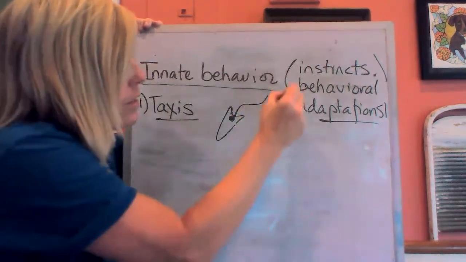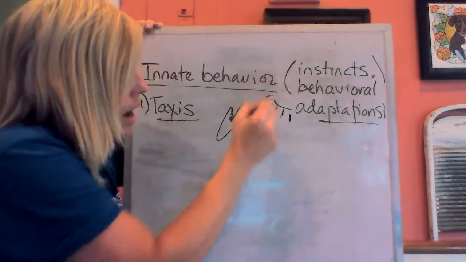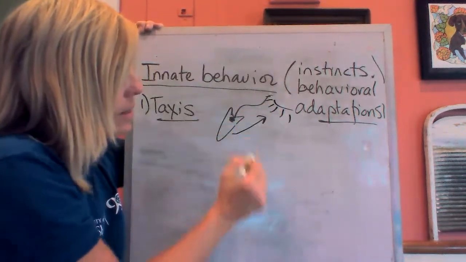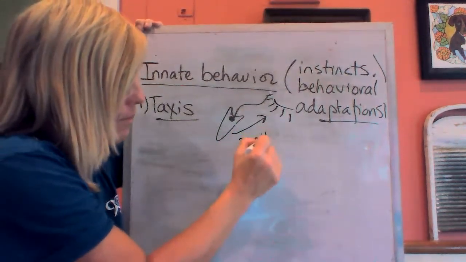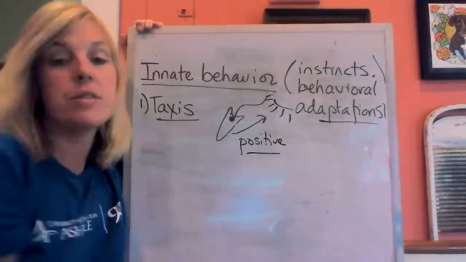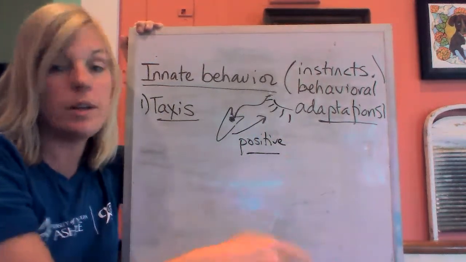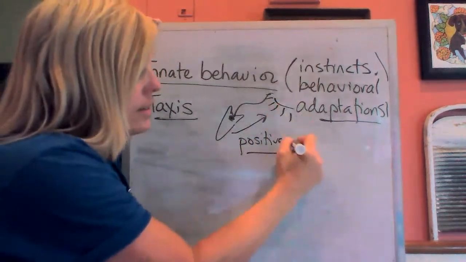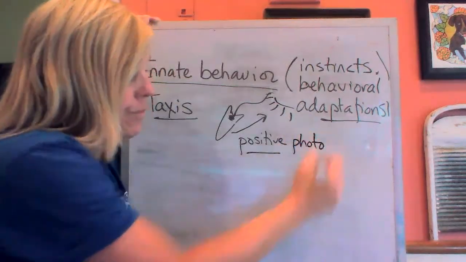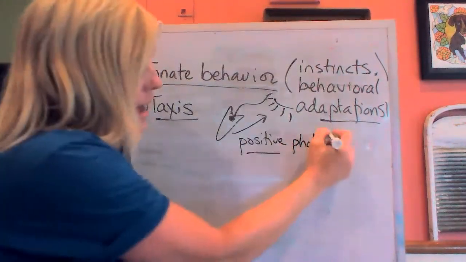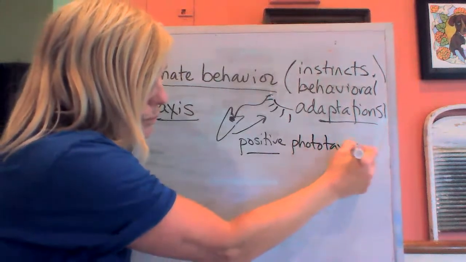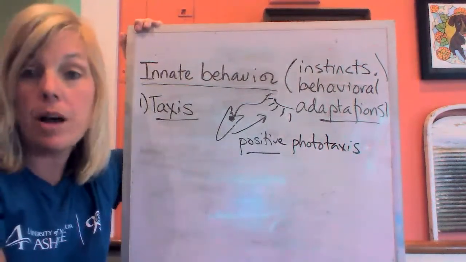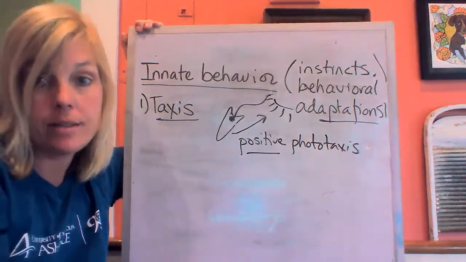So if it's moving towards the light, then that's called positive, because it's moving toward the environmental stimulus. And because photo means light, it's phototaxis. If it were moving away from the light, it would be negative phototaxis.